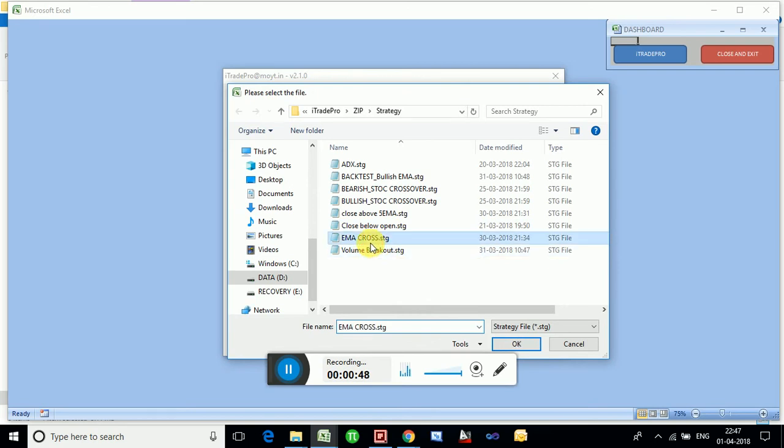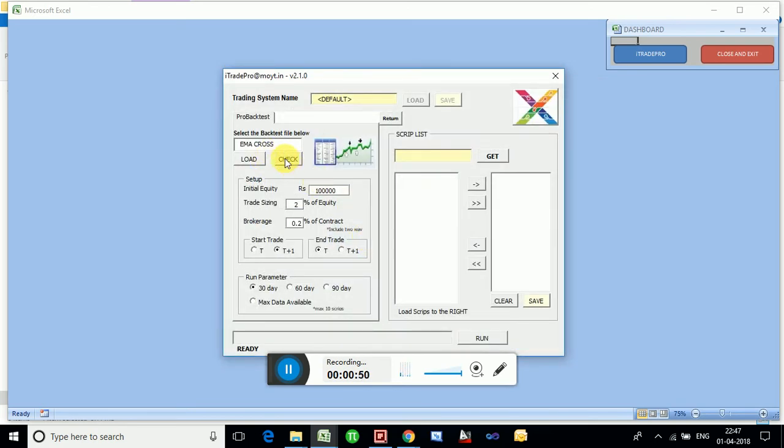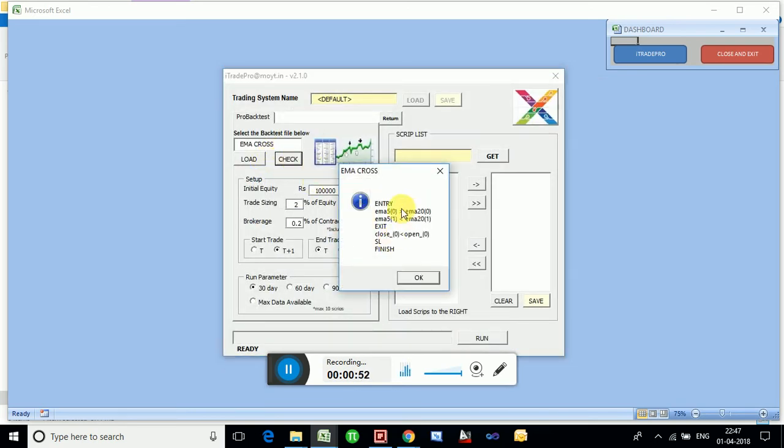Let's suppose I have an EMA cross strategy. To check the strategy, I'll just click here and see that EMA 5 is greater than EMA 20, and one day before, that is 1 here, EMA 5 is less than EMA 20. So this is an EMA crossover, and entry should be made when you have an EMA crossover, and exit when your close is less than the open. Okay, when you have a red candlestick. Along with this, some stop loss and other conditions can also be specified.